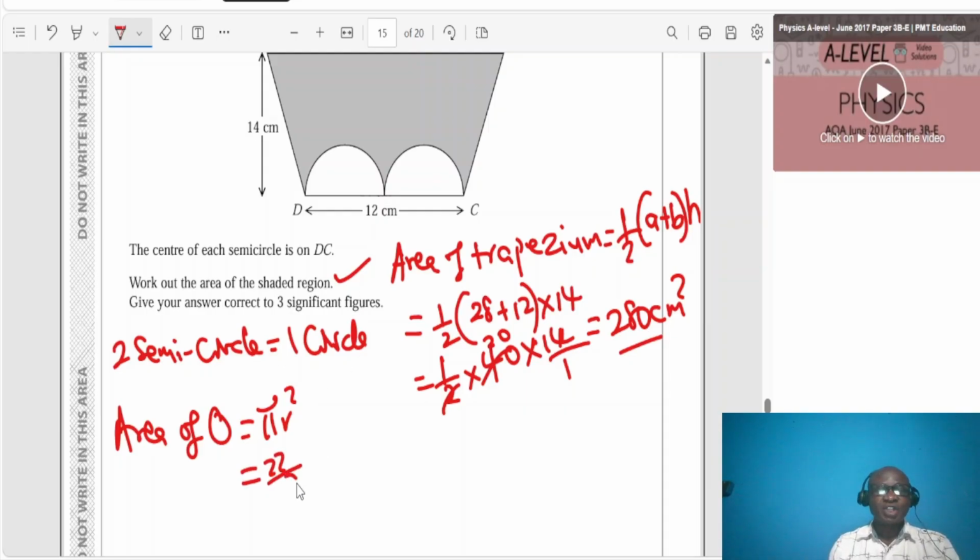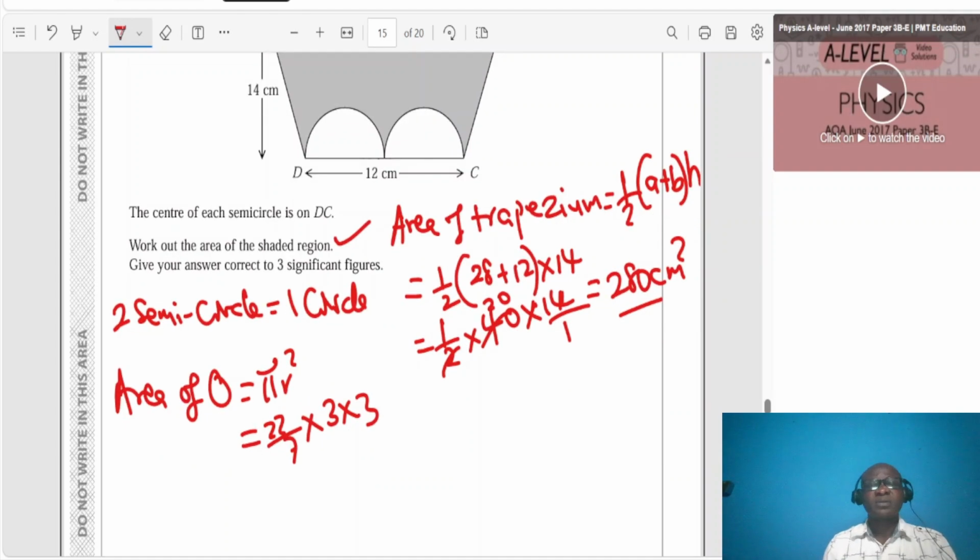Therefore, this is 22 over 7, and the value of r, what is radius there? Radius is going to be 3. Can you tell me why radius is 3? Can you tell me? Because pi is always 3. Pi is not always 3. I asked for radius.